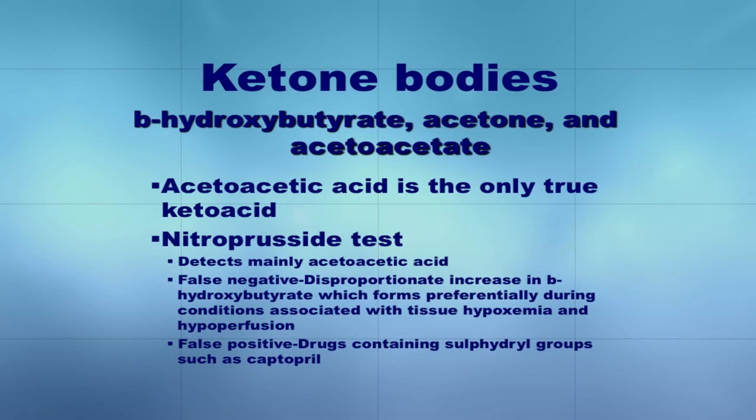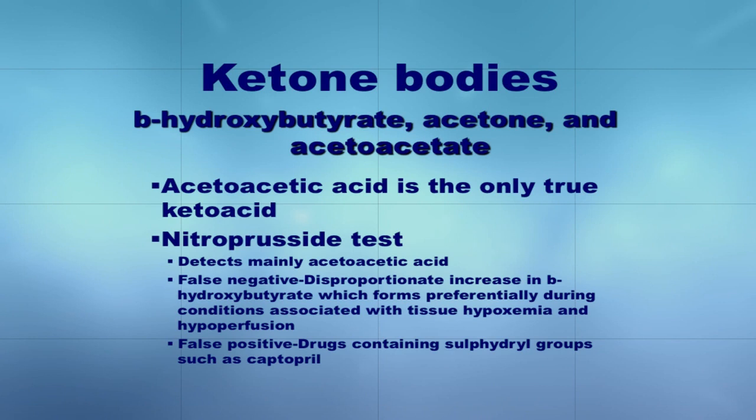There are 3 ketone bodies that are identified in diabetic ketoacidosis. These are beta-hydroxybutyrate, acetone, and acetoacetate. In fact, only acetone is a ketone, while beta-hydroxybutyrate and acetoacetate are the acids. Acetoacetic acid is the only true keto acid. And the nitroprusside test that we use commonly to diagnose diabetic ketoacidosis measures mainly acetoacetic acid. However, it is beta-hydroxybutyrate that accumulates in excess.